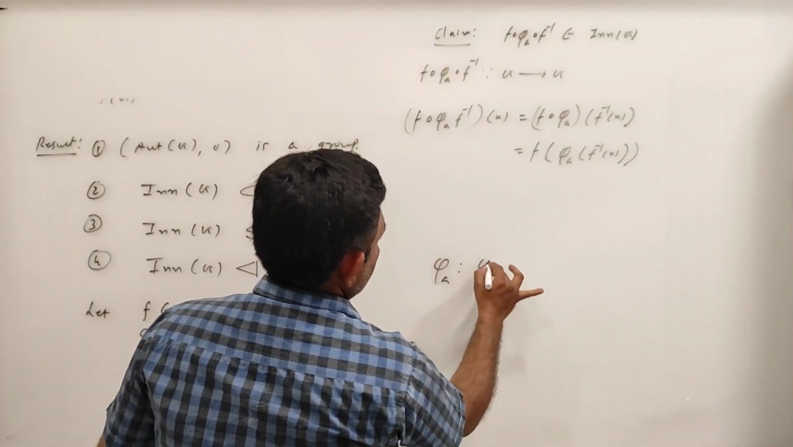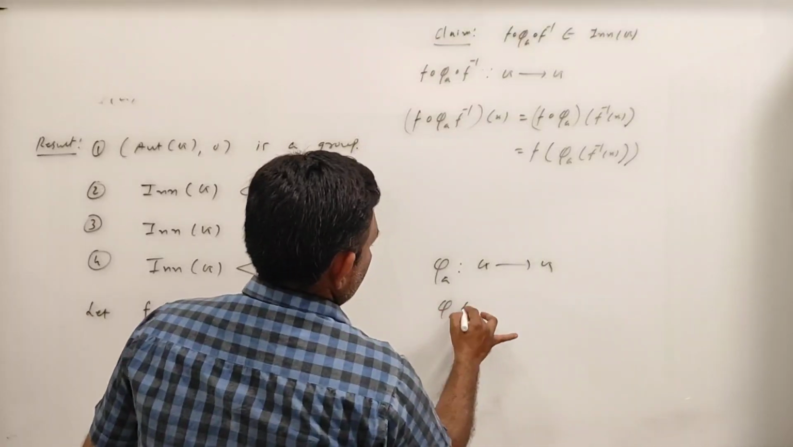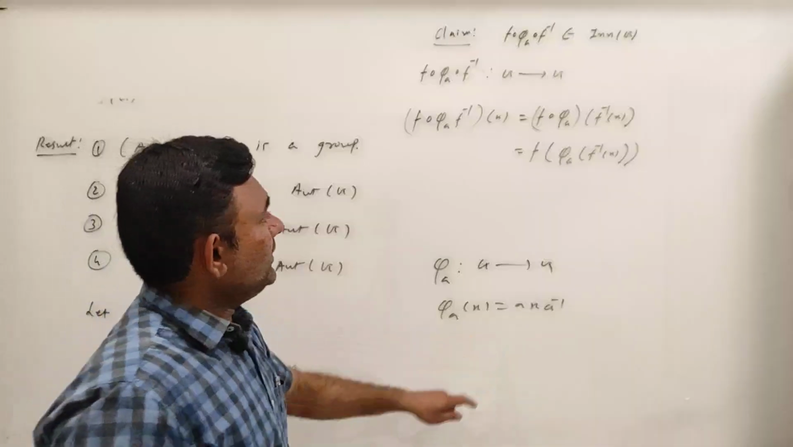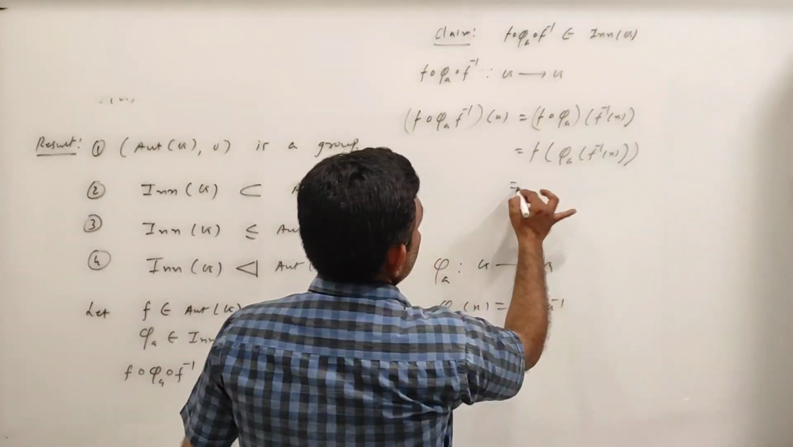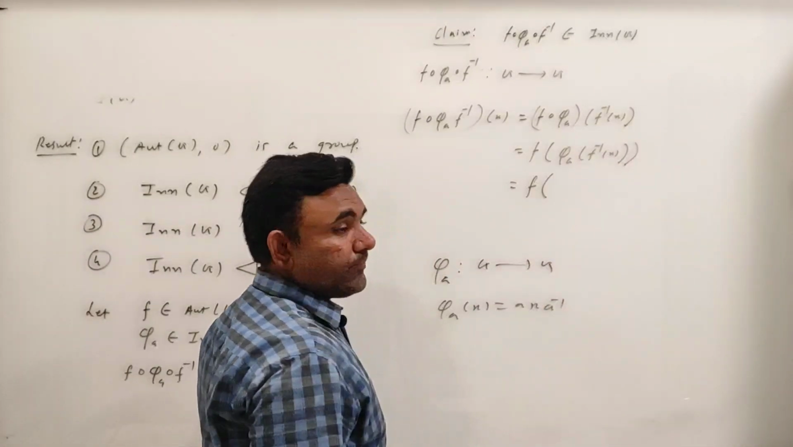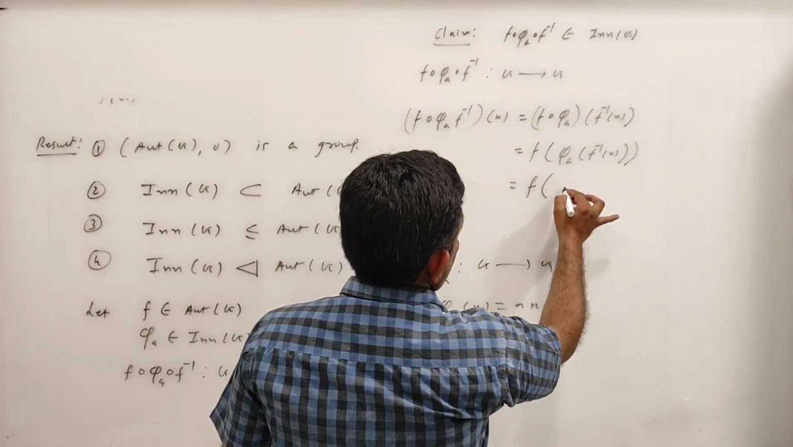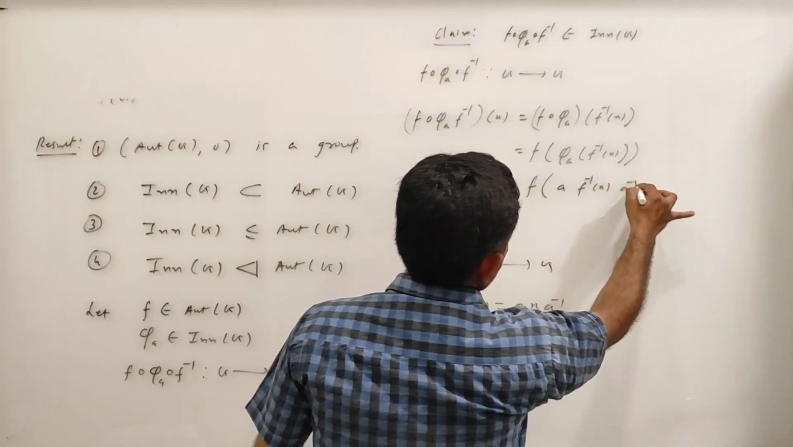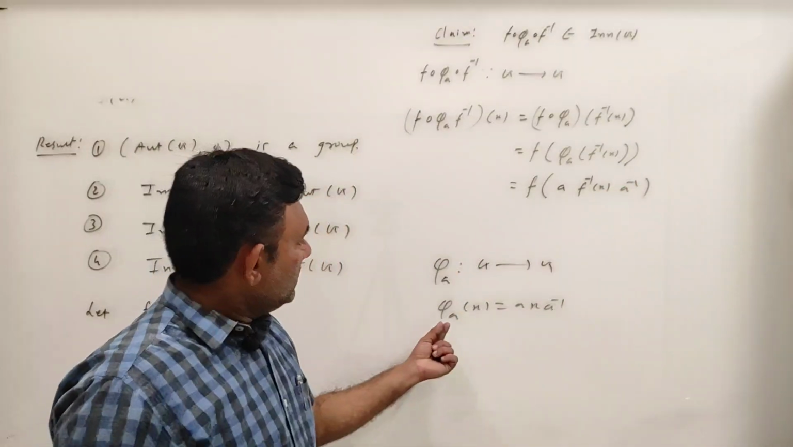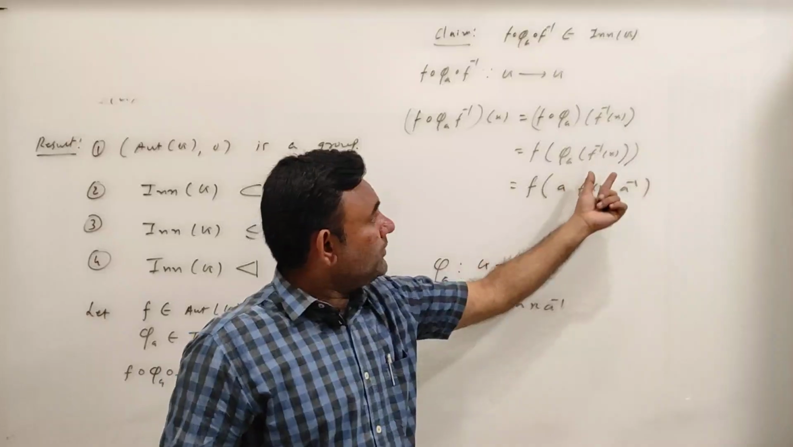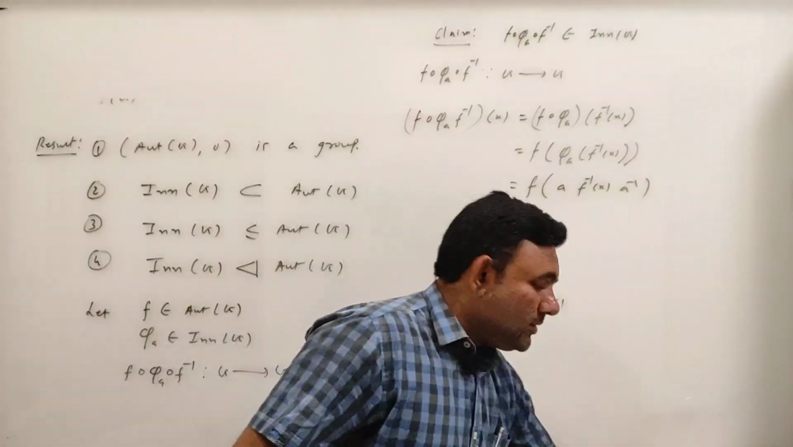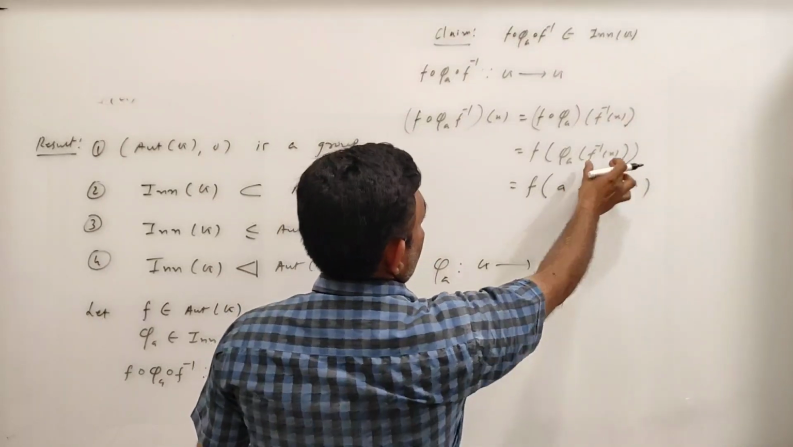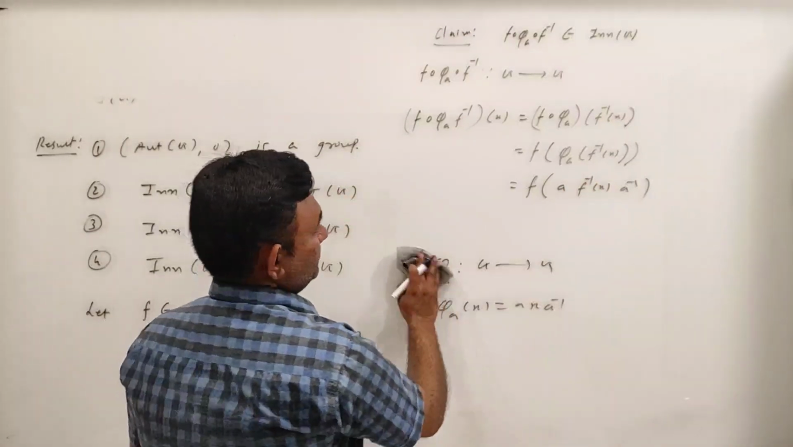Phi a is a mapping from G to G, and phi a at x is a x a inverse. That is the definition of phi a, right? So now phi a is applied here, so it is f at a f inverse x, a inverse. Here x is f inverse x, so it will be applied like this. So phi a at f inverse x is a f inverse x, a inverse.